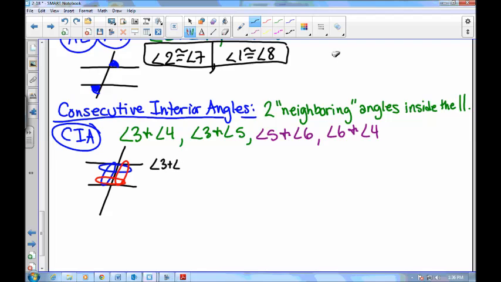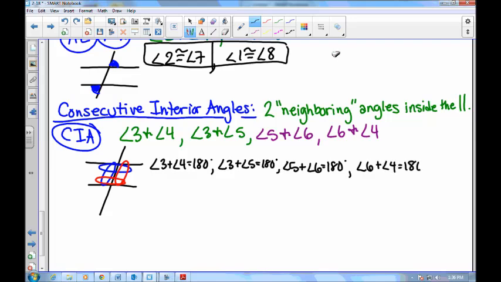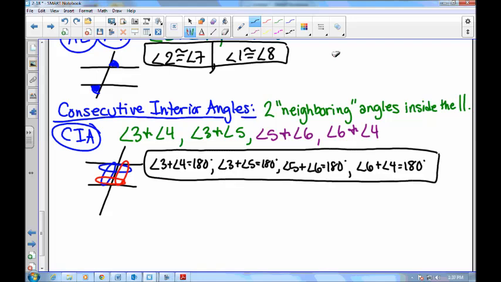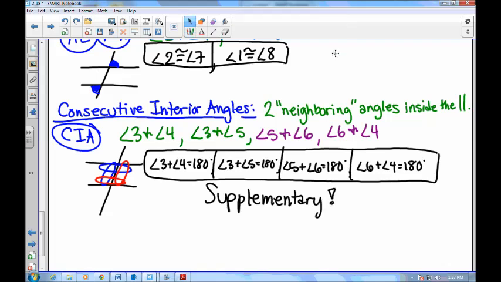Angle 3 plus angle 4 equals 180 degrees. Angle 3 plus angle 5 equals 180 degrees. Angle 5 plus angle 6 equals 180 degrees. And lastly, angle 6 plus angle 4 equals 180 degrees. And the big key on this one is what's the vocabulary word that tells us what their relationship is? Supplementary.